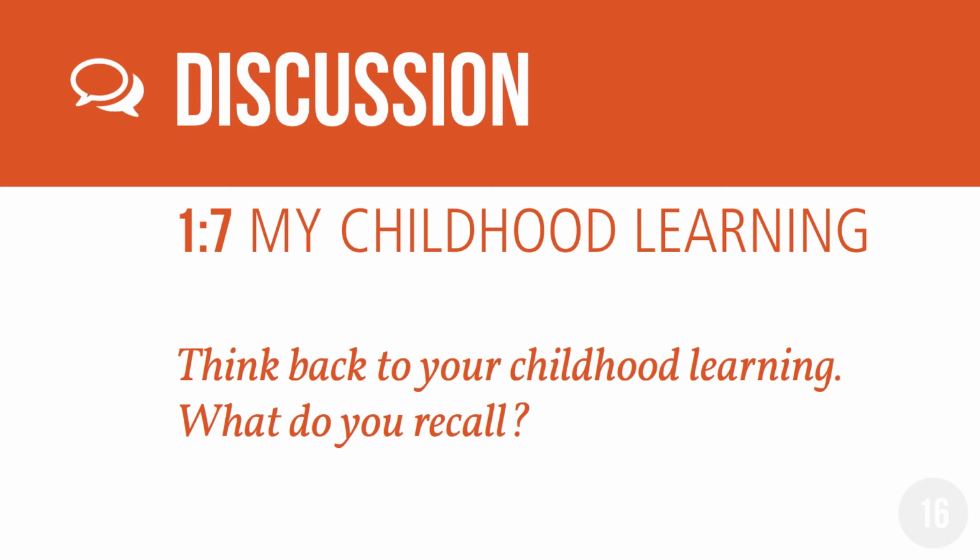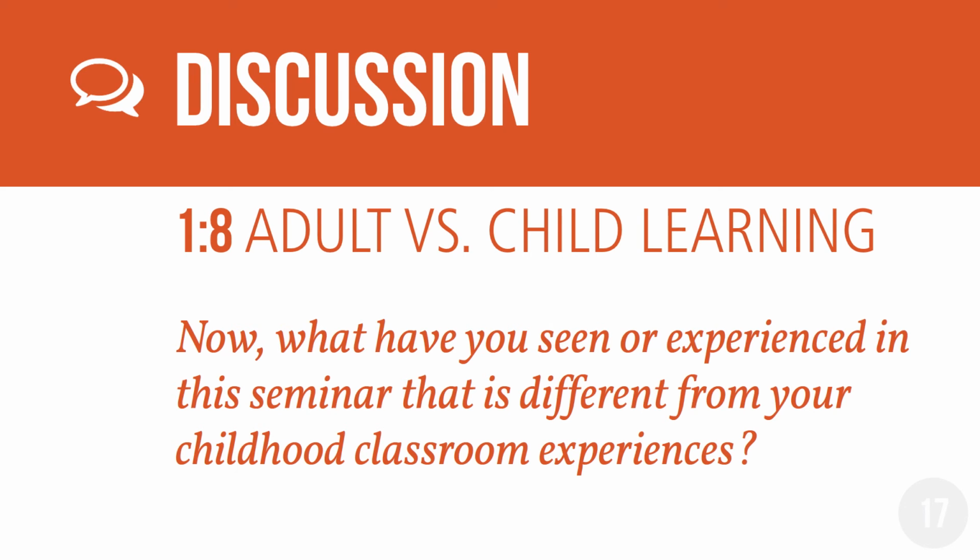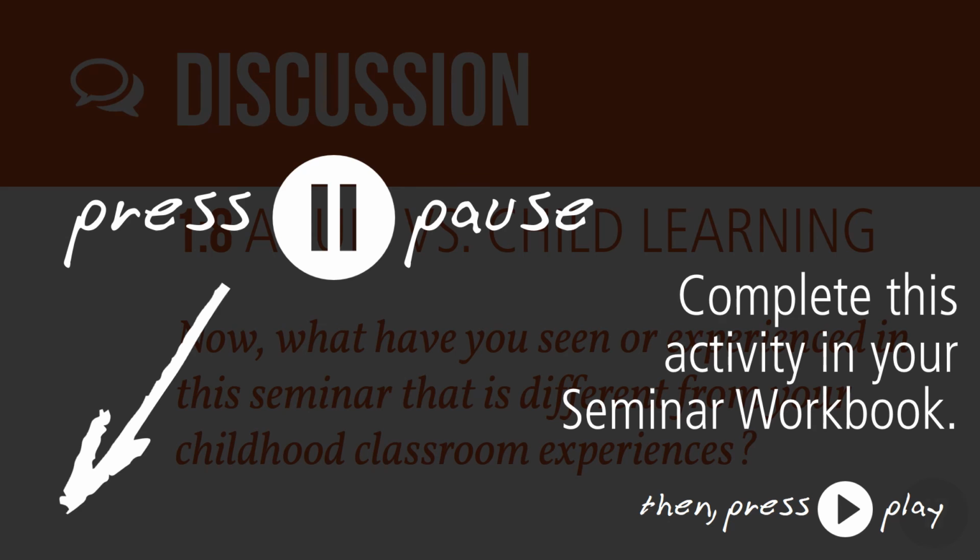Now let's discuss childhood learning. Think back to your childhood learning. What do you recall? Press pause now and complete this activity in your seminar workbook. When you are finished, press play to continue the seminar. Let's continue our discussion by considering adult versus child learning. Now, what have you seen or experienced in this seminar that is different from your childhood classroom learning experiences? Press pause now and complete this activity in your seminar workbook. When you have finished, press play to continue the seminar.